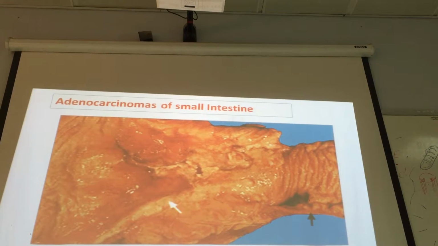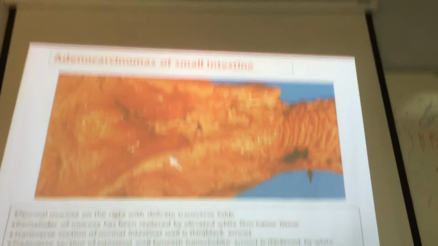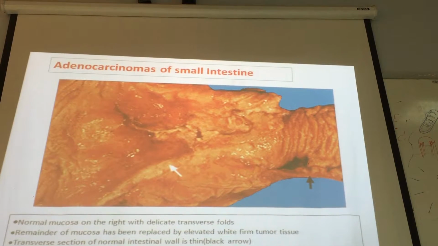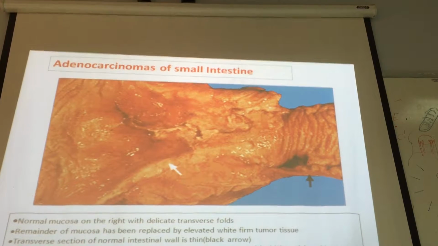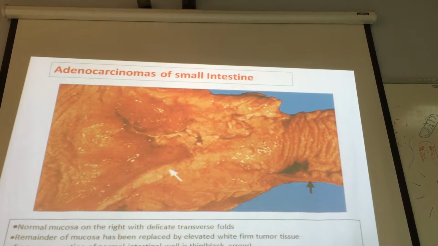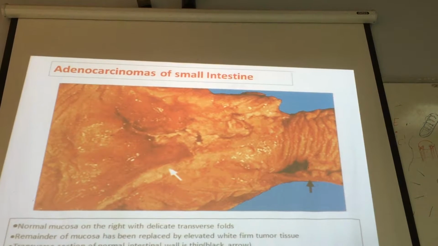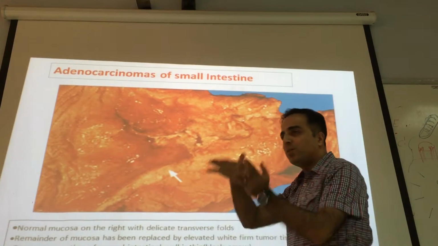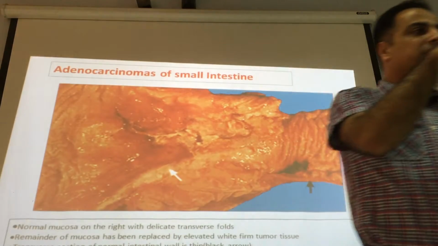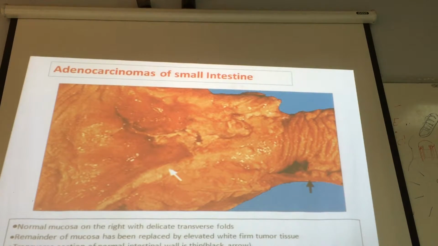Normal mucosa on the right side, remainder of the mucosa has been replaced by elevated white firm tissue indicated by the arrows, and this is a dangerous tumor. It will be obstructing the lumen also. It will grow towards the wall, grow towards the lumen, so the lumen will be constricted. Lumen will be less. So there are chances of obstruction.